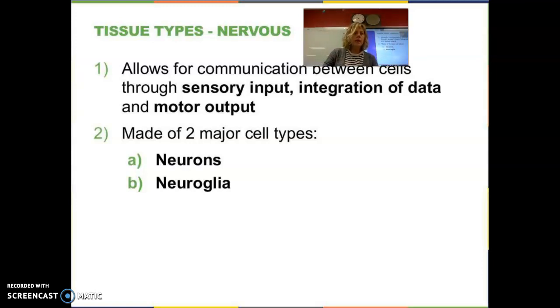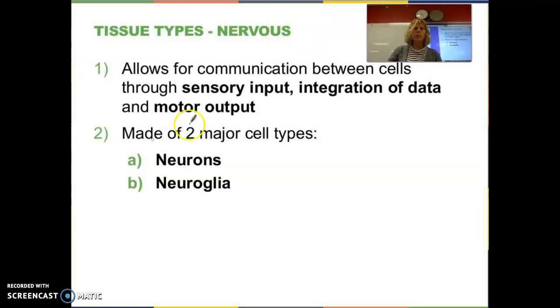So then the next tissue that I wanted to go through really quickly is nervous tissue. Nervous tissue is obviously very important. None of our muscle tissue cells would work without nervous tissue, right? Telling those muscles when to move and how to move and so on. So this allows for communication between those cells through sensory. Whenever we talk about sensory, it's what you're feeling, what you're hearing, what you're smelling, and so on.